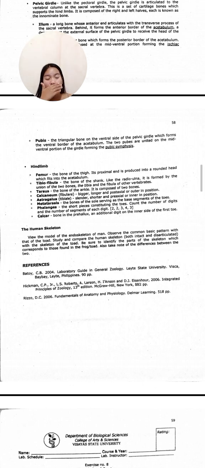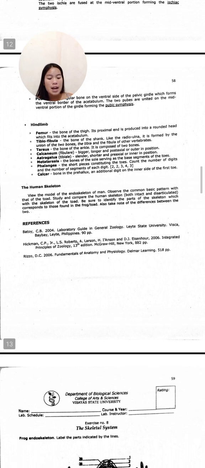Next is the tarsus bone. So the tarsus bone is a cluster of 7 articulating bones in each foot, situated between the lower end of the tibia and the fibula of the lower leg and the metatarsus. It is made up of the talus, calcaneus, cuboid, medial, intermediate, and lateral cuneiform and navicular.